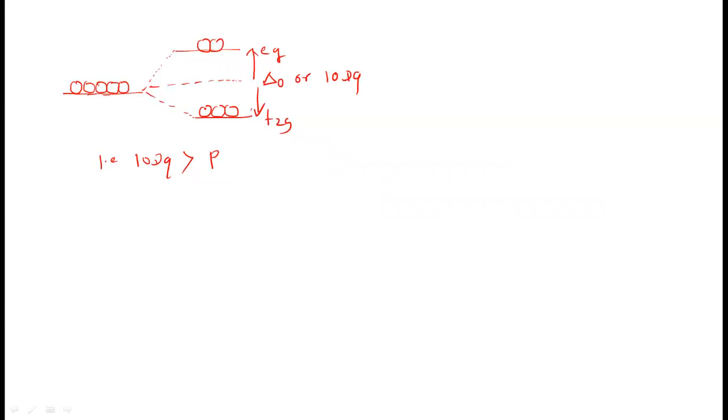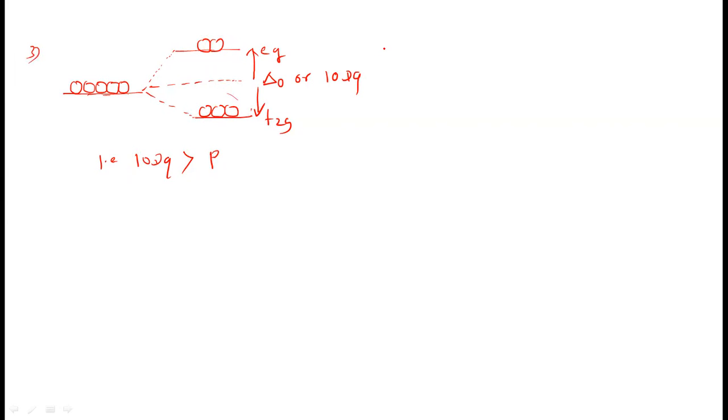It means that if this energy gap is larger, or if the energy required to place the electron into the EG orbital is greater, then electrons are preferred to pair up into the lower T2G orbitals. Okay. Electrons are preferred to pair up into the lower T2G orbitals. This is the third rule.